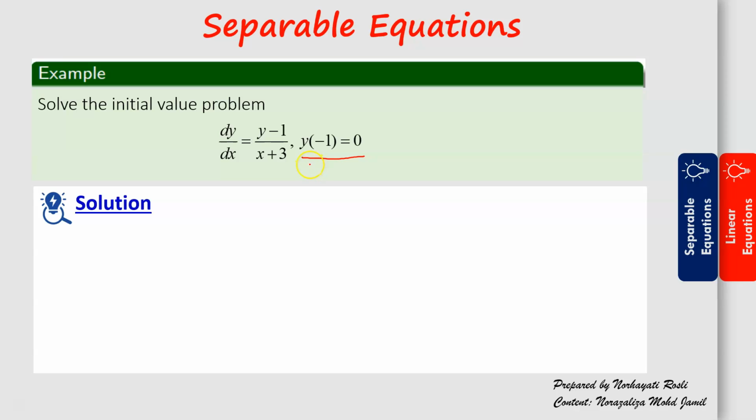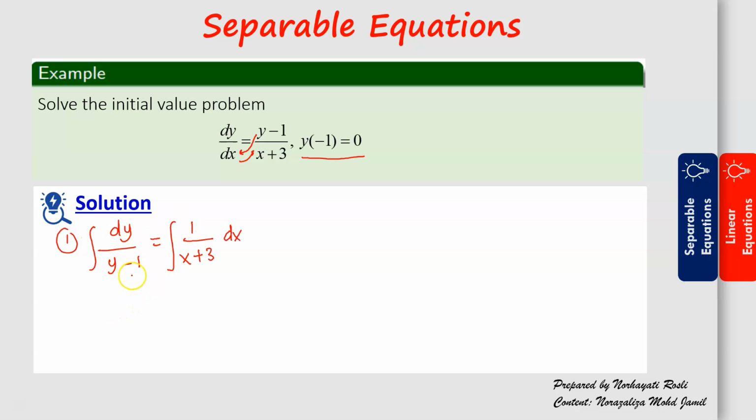Now class, we will go one by one how to solve this problem. The first step, you need to write this equation in terms of a separable equation. You can move this y minus 1 to this side and dx to the other side. So we will have dy divided by (y minus 1) equal to 1 over (x plus 3) dx. And then step number 2, we will integrate both sides.